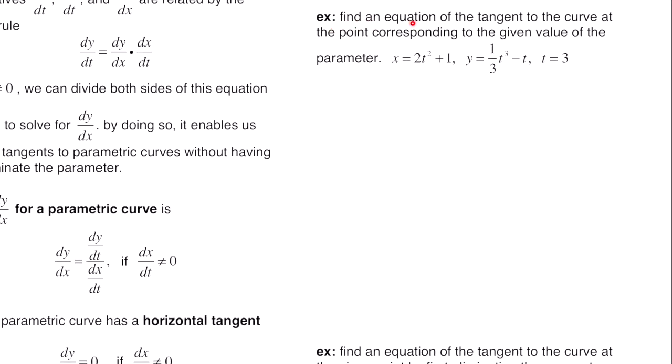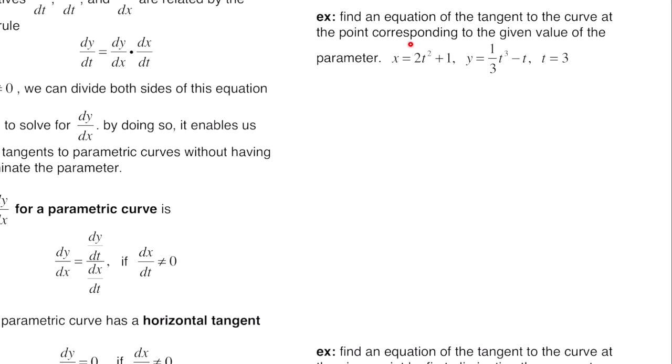This example says find an equation of the tangent to the curve at the point corresponding to the given value of the parameter. So we have that x equals 2t² plus 1 and y equals 1/3 t³ minus t, and our parameter t is equal to 3. To write the equation of a tangent line to the curve, even though this is a parametric equation, we still use the same process. We need a point and a slope.